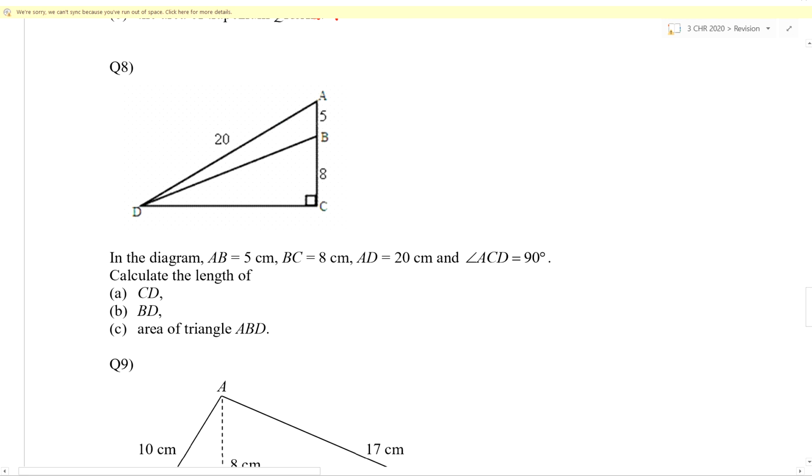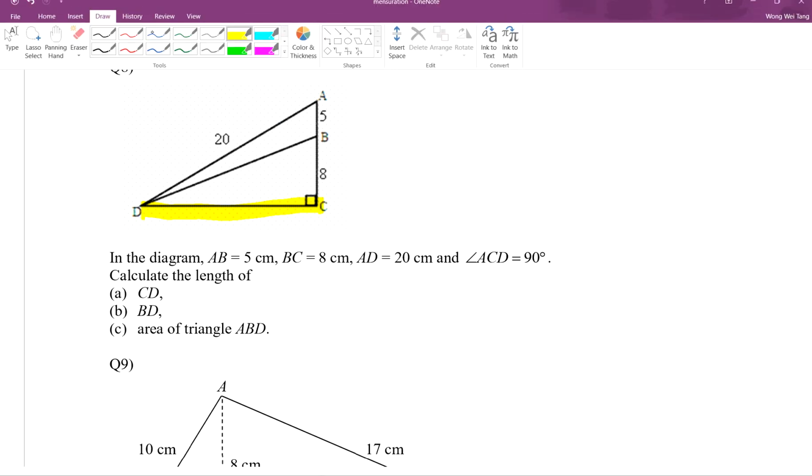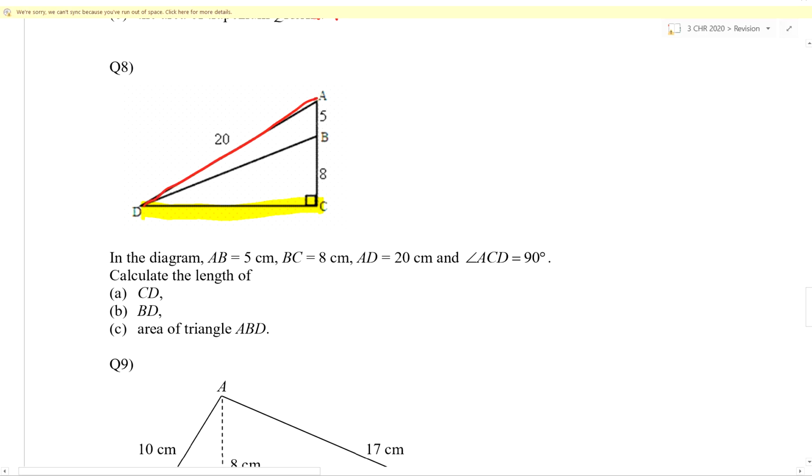Calculate the length of CD. This is CD. We are given this distance. We can find AC. Can you see that this is a right angle triangle? ACD is a right angle triangle. So if I draw it out, ACD, this being 13 cm, this is 20 cm, then what is this?